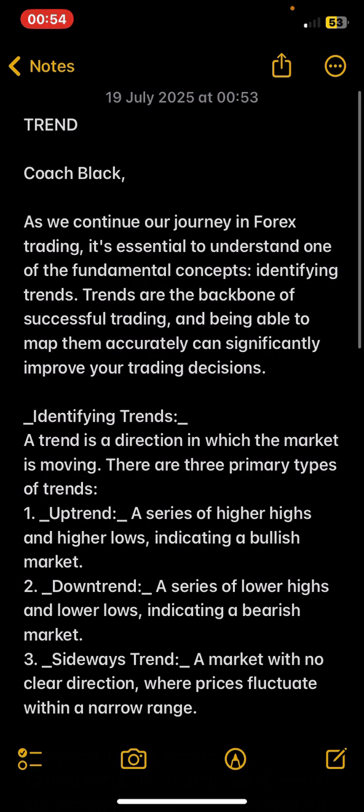Note, as we continue our journey in forex trading, it is essential to understand one of the fundamental concepts, which is identifying trends. Trends are the backbone of successful trading, and being able to map them accurately can significantly improve your trading decision. So all I'm just trying to say here is trend is like the backbone of forex trading. You must understand the movement of the market before you can start implementing your analysis and make the right decision.